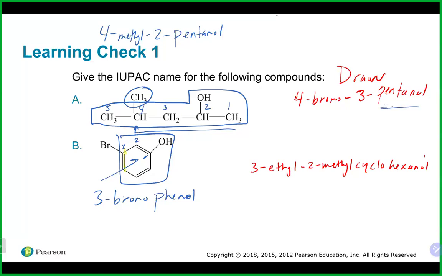We're going backwards, drawing from the name. The -ol at the end tells us it's definitely an alcohol, and the pentane part tells us it's 5 carbons. So that seems like a good place to start. Let's start like normal with our 5 carbons: 1, 2, 3, 4, and 5. The -ol is an alcohol, and that alcohol is on which carbon? It is number 3.